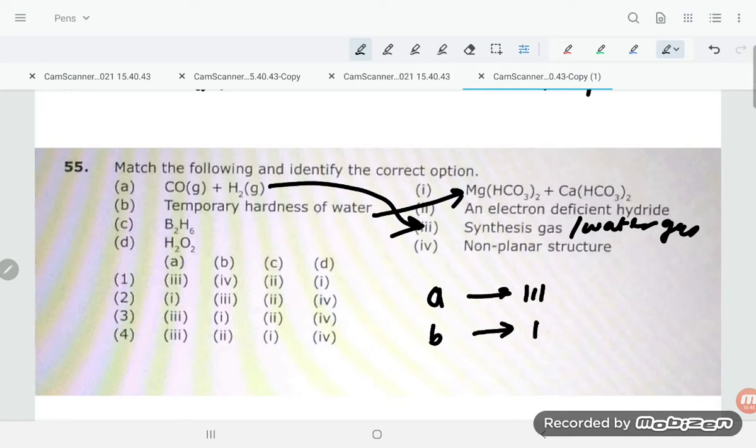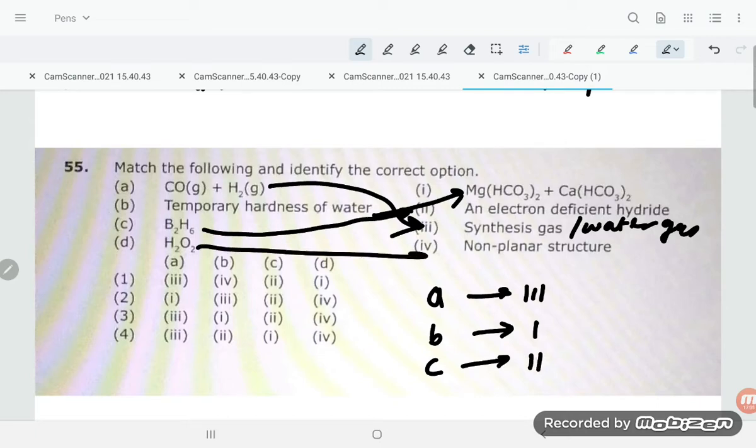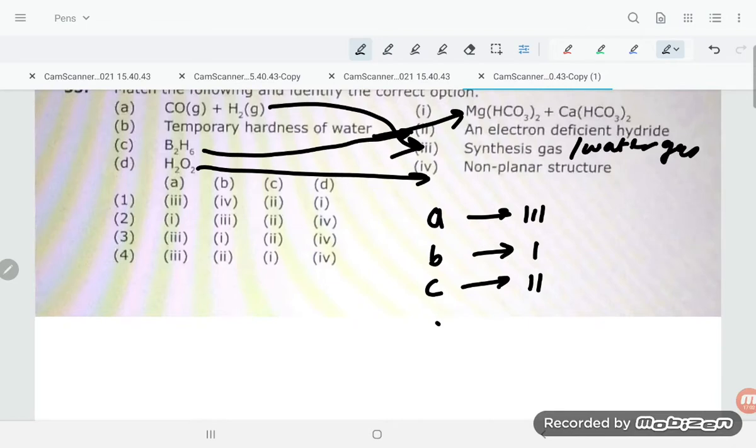Now B2H6. If you talk about B, it is an electron deficient compound due to the presence of banana bonding. So third is B. C is coming to be second. Now H2O2 is a non-planar molecule, so D is fourth.